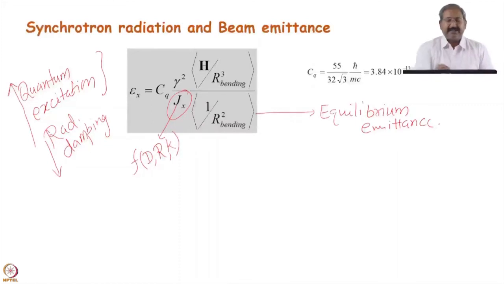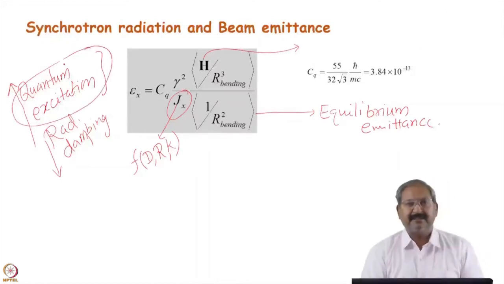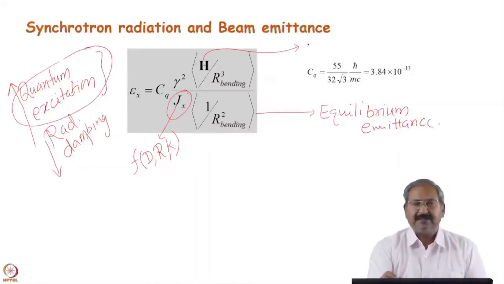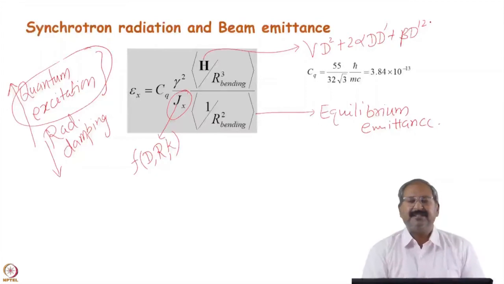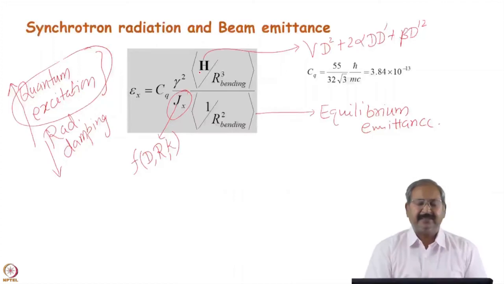And now you can see that this H depends on the dispersion. This quantum excitation strongly depends on the dispersion. So this number is basically the Courant-Snyder invariant, like we have gamma x squared plus twice alpha x x prime and beta x prime squared. So instead of x and x prime, use D and D prime, and you will get the H.